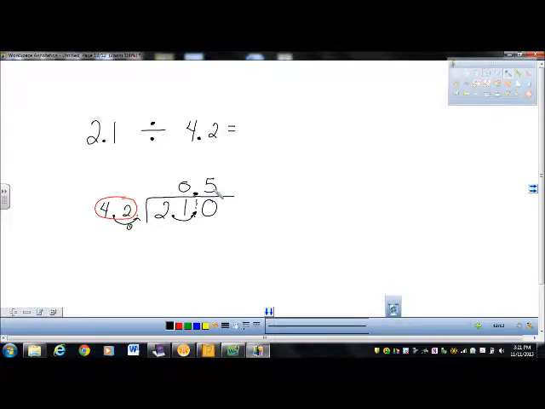Okay, so let's check that out. Let's see if it works. 5 times 2 is 10. Carry the 1. And 5 times 4 is 20, plus the 1 is 21. And if I needed to do that off to the side, I could do 42 times 5 is 210. Perfect. Look at that. I don't even have to go any further because 210 minus 210 is 0, so I'm done. So my answer here is going to be 0.5. Okay? Just remember you have to move that decimal over, and whatever you do to the outside, you do to the inside.